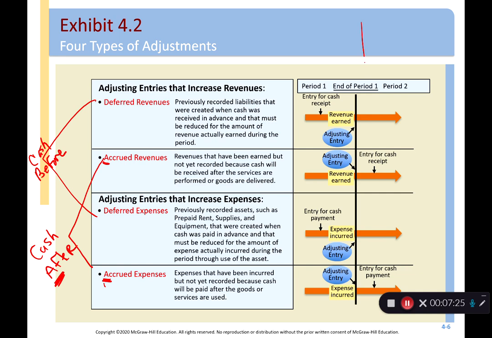And that's what these pictures over here are trying to show you. So with our deferrals, you can see there's the entry for the receipt of the cash and then the adjusting entry. So the cash is before the black line, which is the end of the year. You see that with deferred expenses as well. So cash before adjustment means we're a deferral. Cash after the black line, cash after the adjustment, is an accrual.